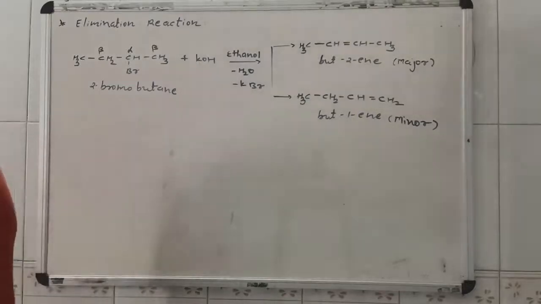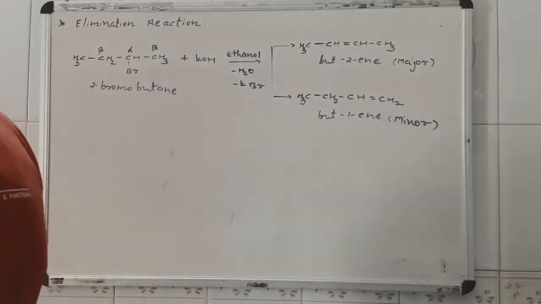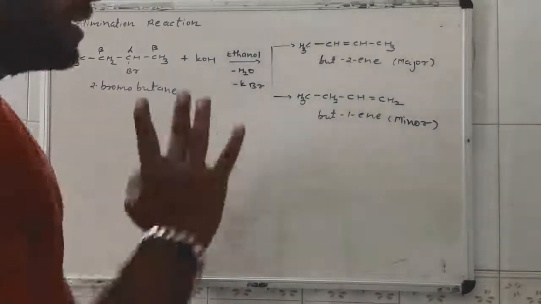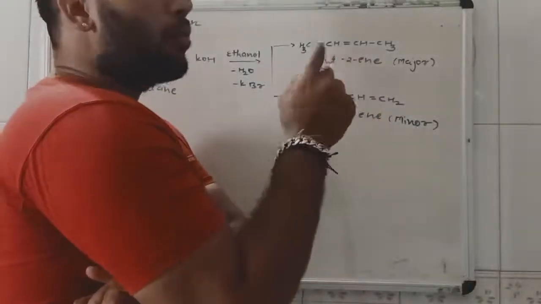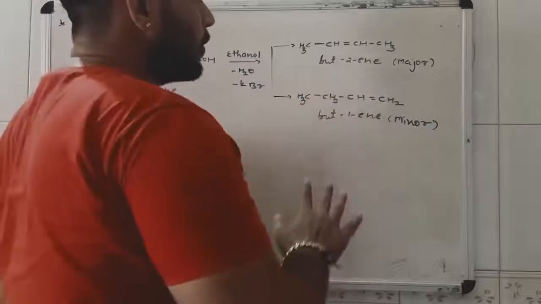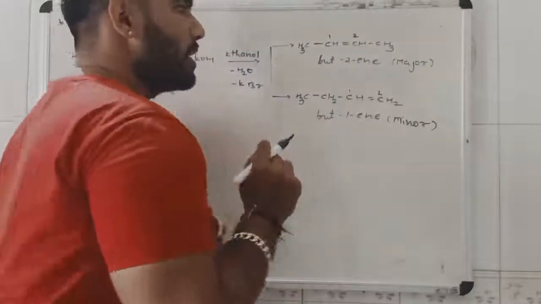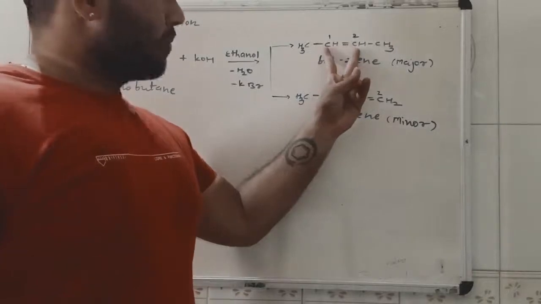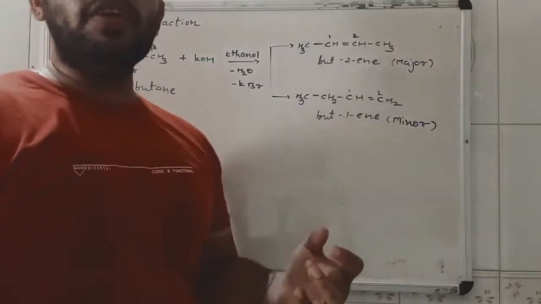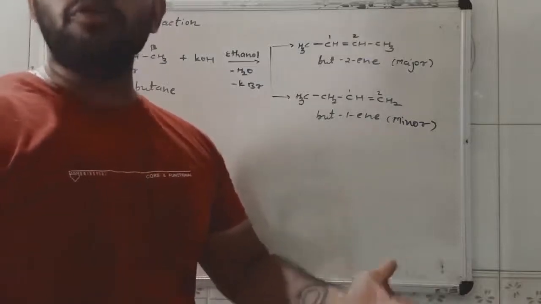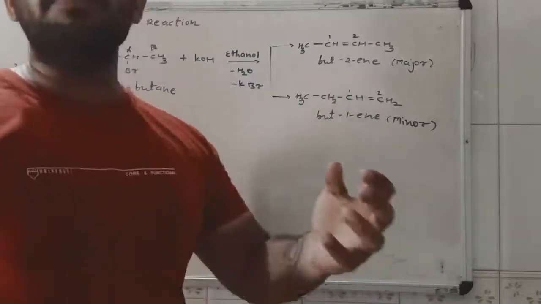As I told you, in 1857, the Russian scientist Alexander Saytzeff gave a rule. What did he say? If we have more than two alkene products, how can we decide which is the major and which is the minor? First of all, find the double bond containing carbons. This is one, this is another one, and similarly here. Now, the compound in which these two double bond containing carbons are bonded to more alkyl groups, that product will be the major product of all.